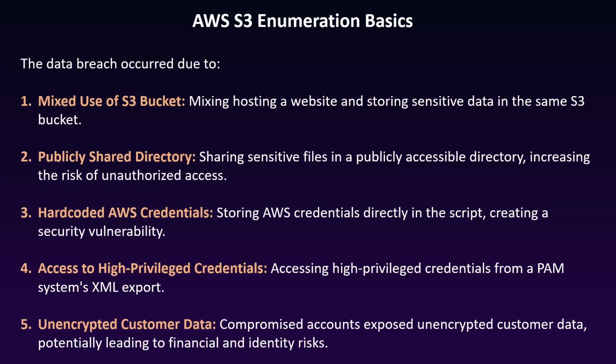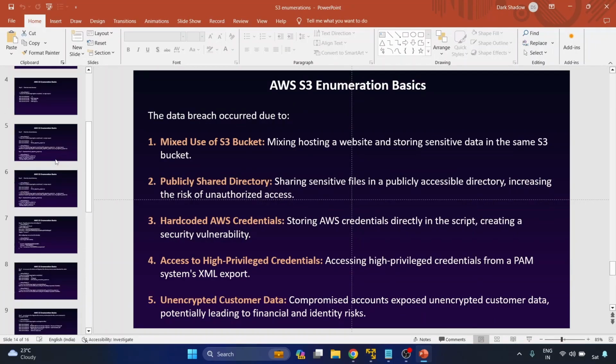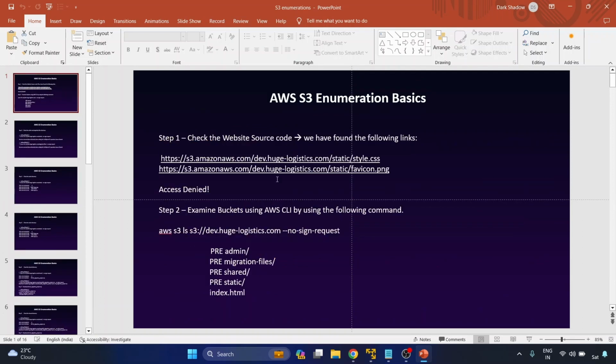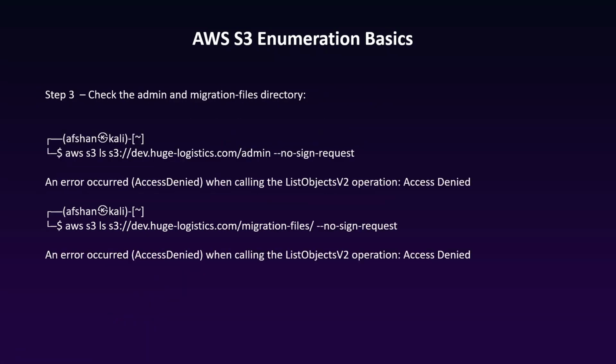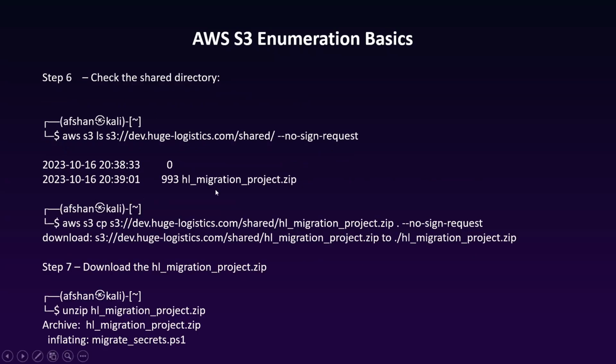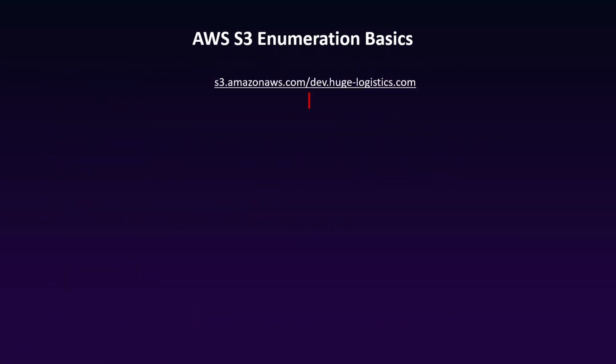This is just a suggestion for you: please create your own notes. I have already created mine here. I'm good with PPTs, so here is the step-by-step process. Step one, check the website source code. Next step is examine the bucket using the AWS CLI, and just copy and paste your terminal output. It will be really easy for you to understand. I'm just documenting my learning. Check the shared directory and everything. I have done everything.